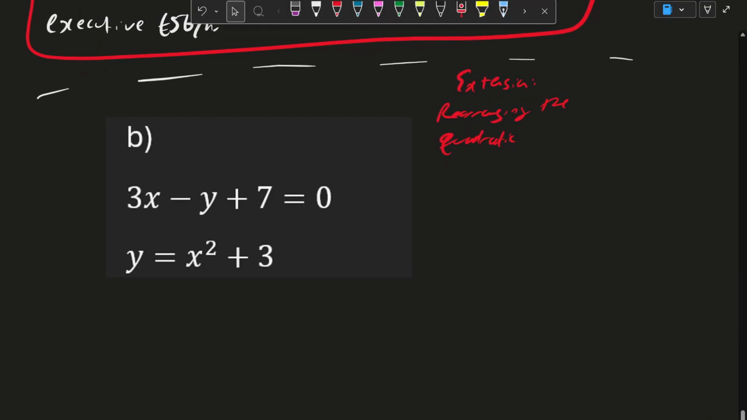Hello, this is the extension video where we're going to be looking at solving a linear and quadratic simultaneous equation, but instead we want to rearrange the quadratic expression. So this was one we have done previously, the first example of a linear and quadratic simultaneous.